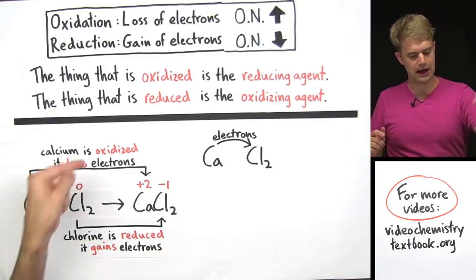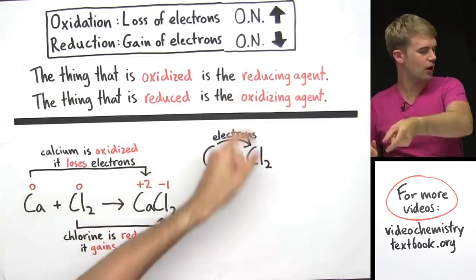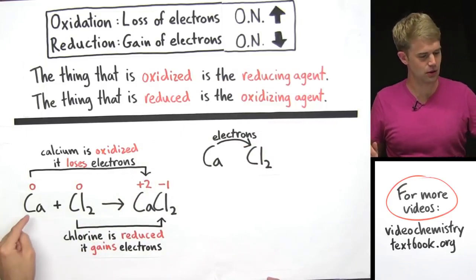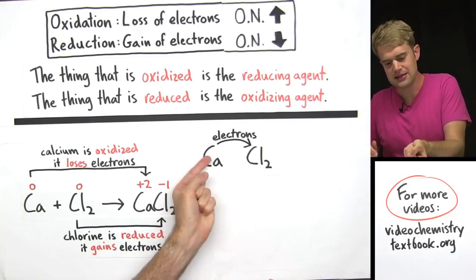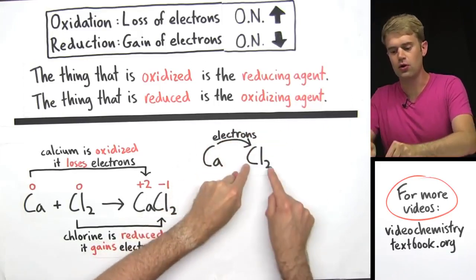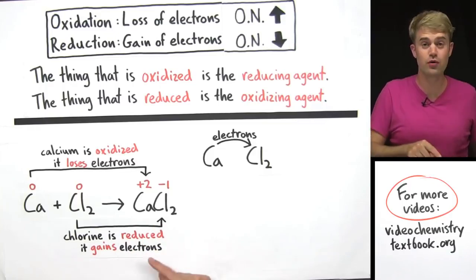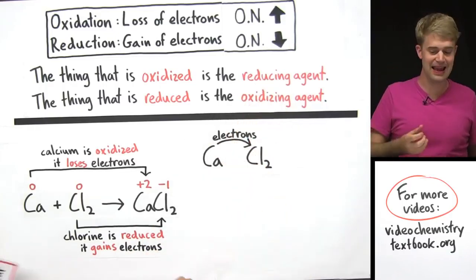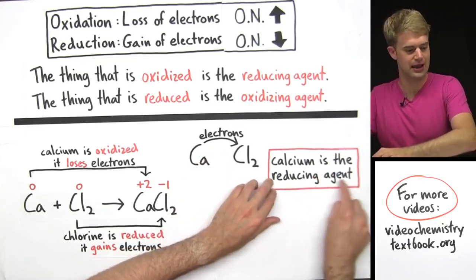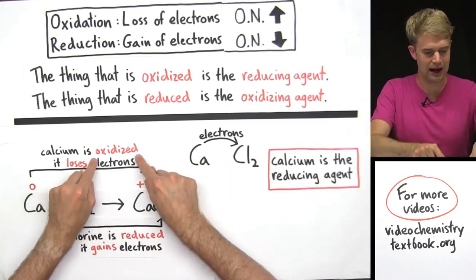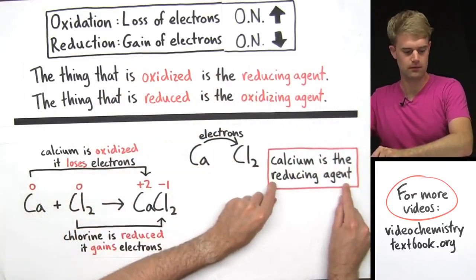Now we know what's being oxidized and what's being reduced. Let's figure out what is the reducing agent and what is the oxidizing agent. Calcium here is losing electrons. It is giving electrons to chlorine, but by doing that, it is allowing chlorine to become reduced. It is allowing chlorine to gain electrons. So calcium is the reducing agent, because the thing that is oxidized is the reducing agent.